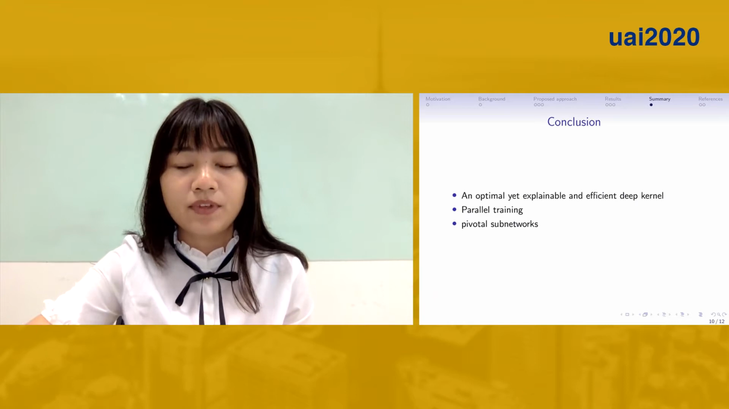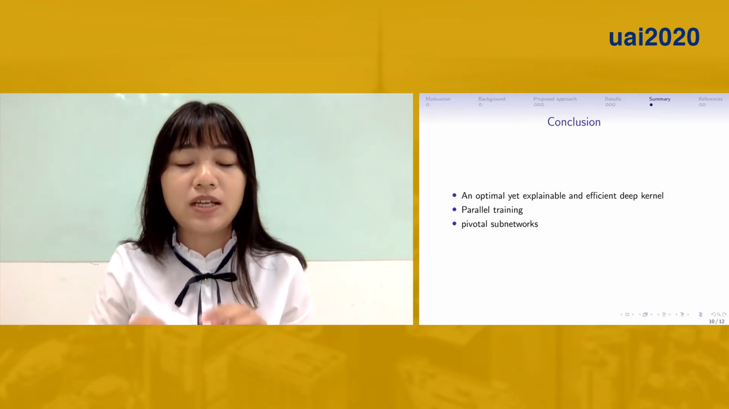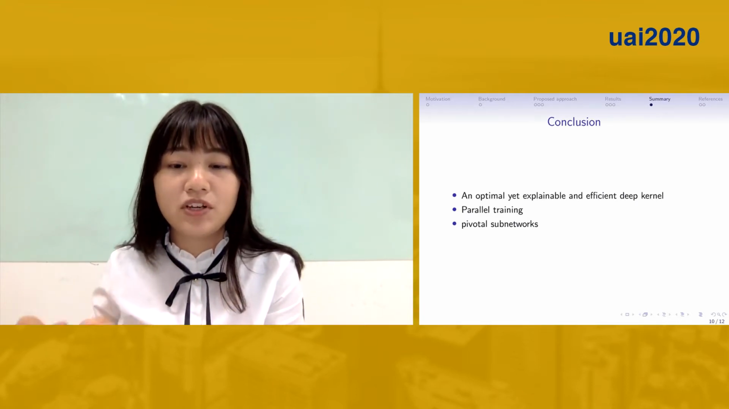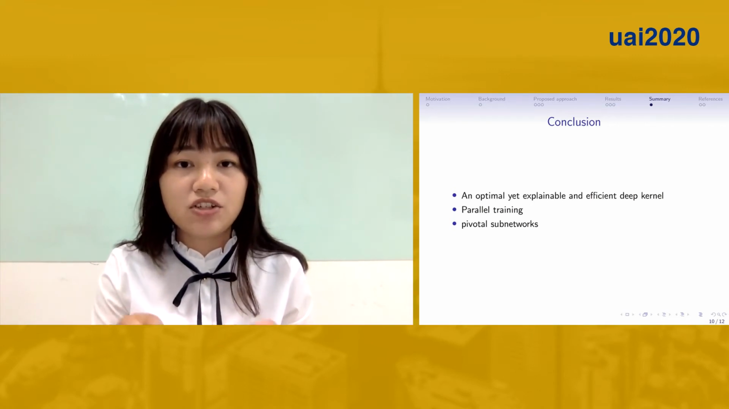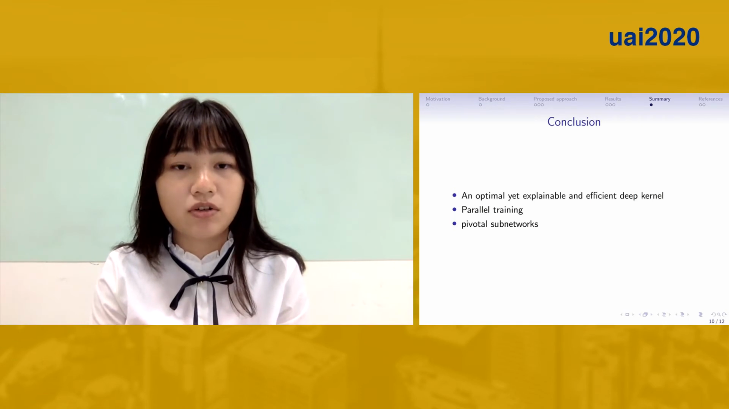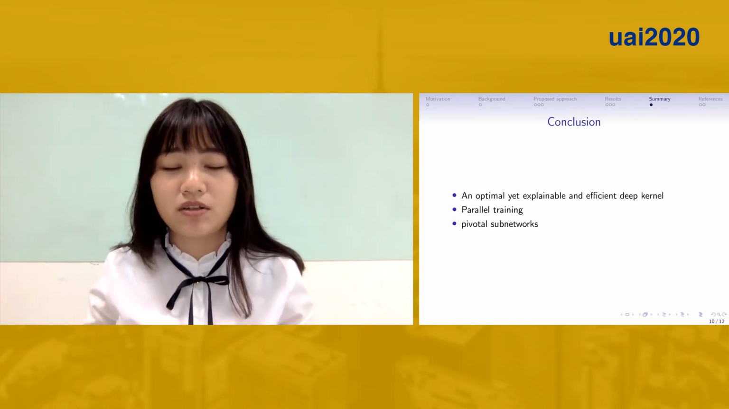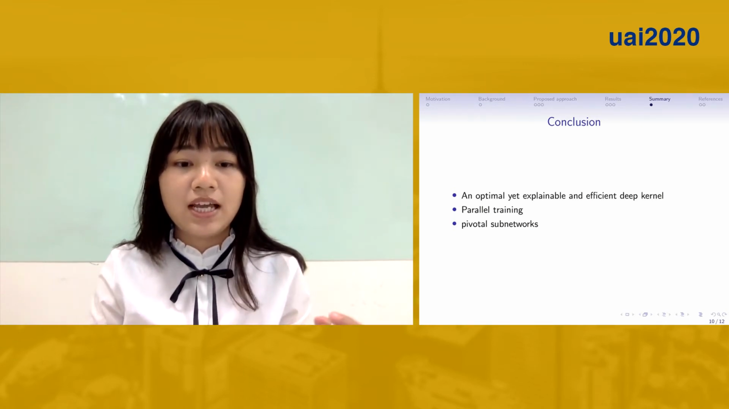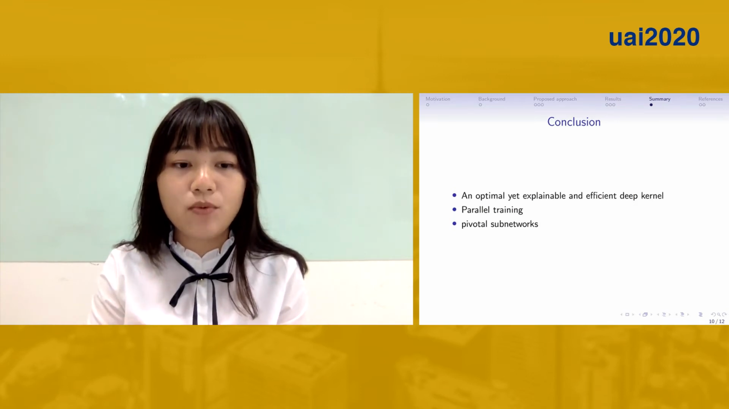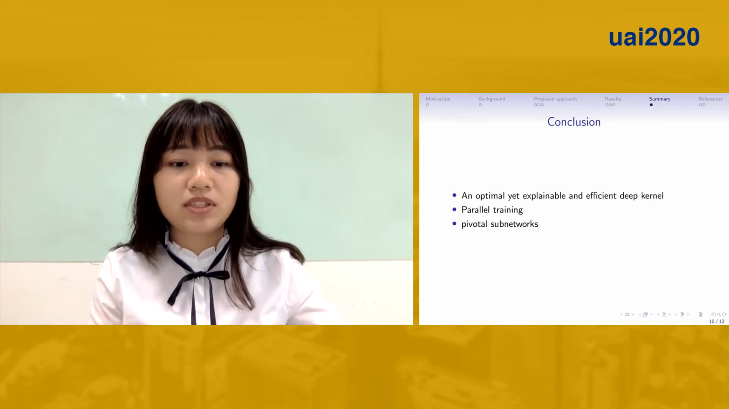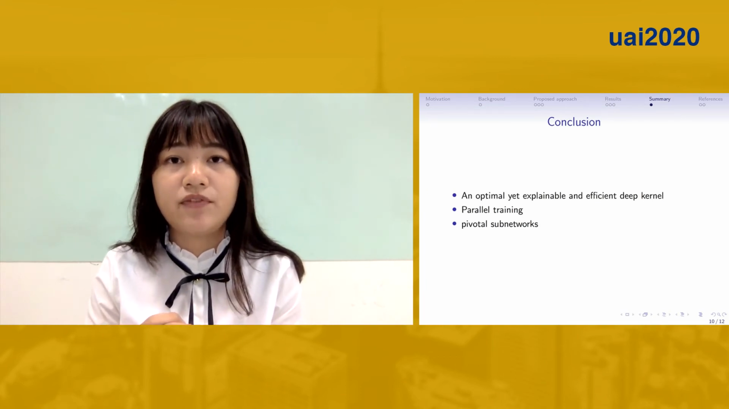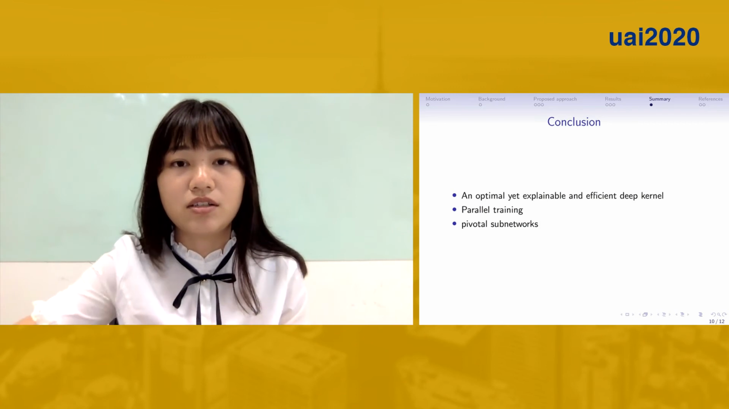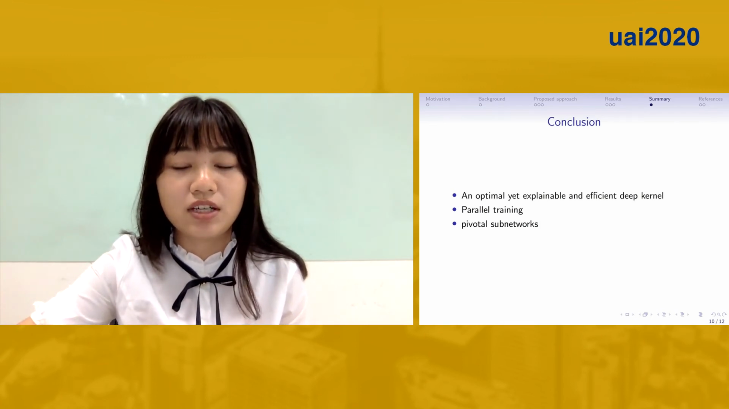In summary, we proposed an optimal yet explainable and efficient deep kernel. One advantage is that each subnetwork can be trained in parallel on different GPUs or Spark or any other tools, and we can prune to pivotal subnetworks, like finding winning tickets for the deep neural networks.